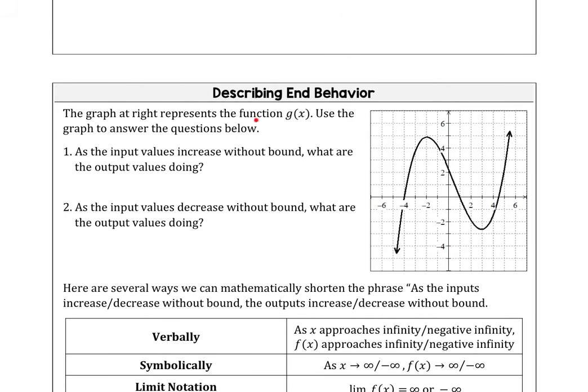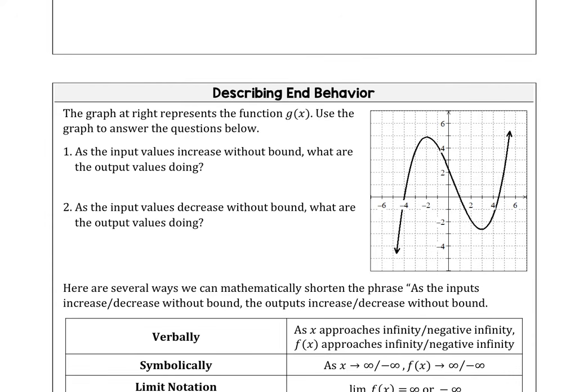The graph represents the function g, and we're going to use the graph to answer the question. As the input values increase without bound, what are the output values doing? So let's think about. As we move to the right, what happens to the y values? They're going up. They're increasing without bound. So here you would say they are increasing without bound.